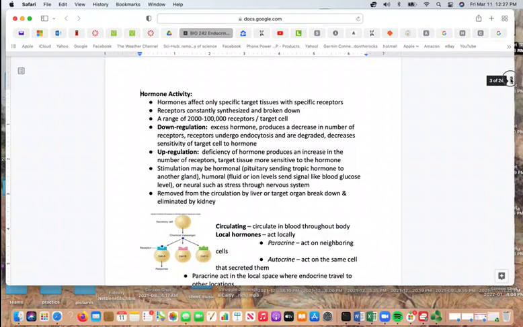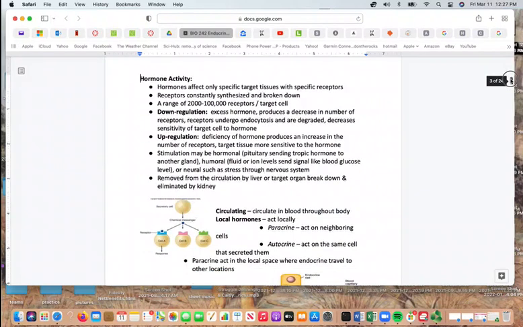So what's going to stimulate the hormone may be hormonal or humoral. If it's hormonal, it can be things like the pituitary gland sending tropic hormones to another gland. If it's humoral, it can be things like fluid or ion levels that can send signals. An example would be the blood glucose levels. And then you can have neural stimulation, such as stress that would come through the nervous system.